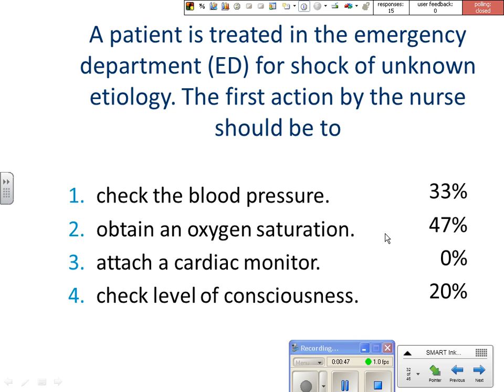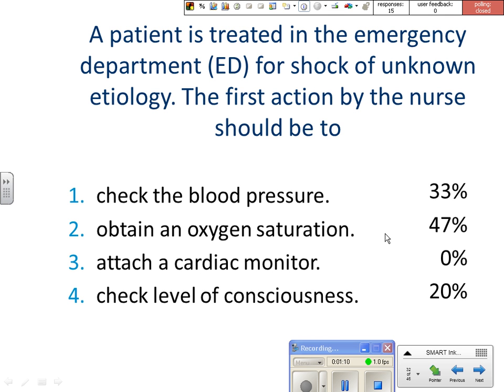Okay, 33% said blood pressure, 47% said O2 sat, 20% said level of consciousness. So what did we talk about when we talked about how we prioritize based on ABCs, right? So what do we need to check first? O2 sat, because what's our underlying problem with all types of shock? Lack of oxygen, lack of perfusion.